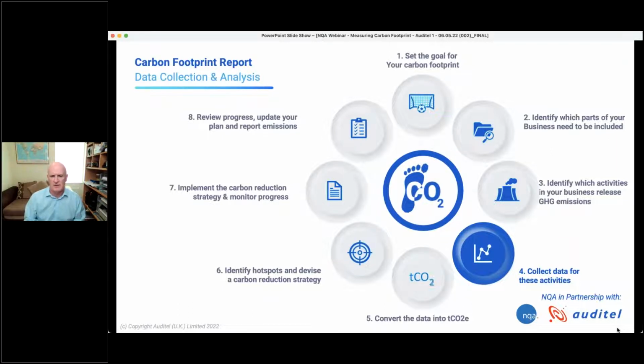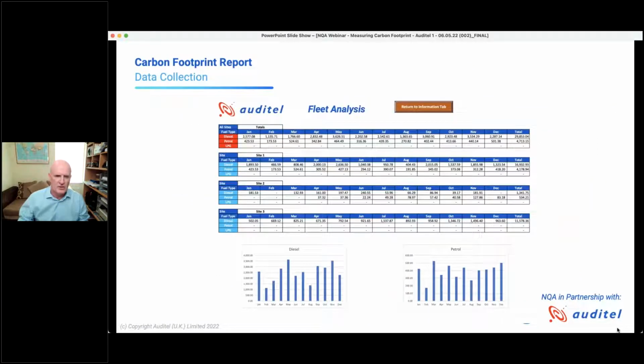Now, I'm going to show you some examples of what we look to do. In this example, we're looking at fleet. On fuel for fleet, what we're looking to gather is the consumption of fuel used within that reporting period. In this sample, we're looking at diesel vehicles and petrol vehicles. What we're looking for is how many litres were consumed in each month of the reporting period for each site or for each vehicle.